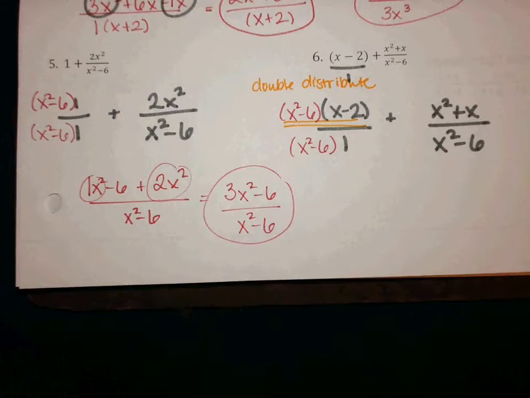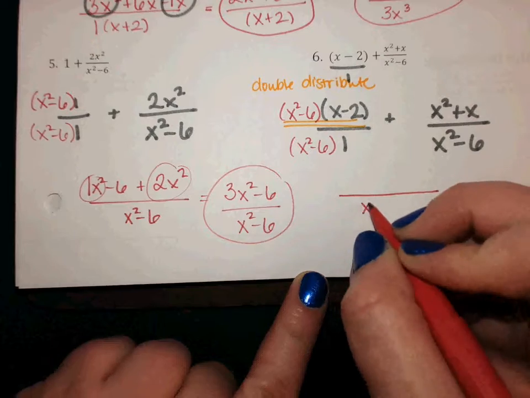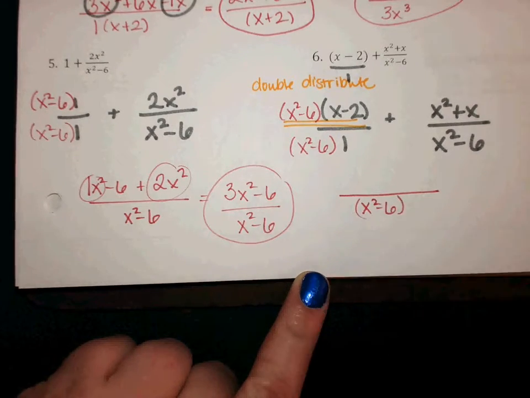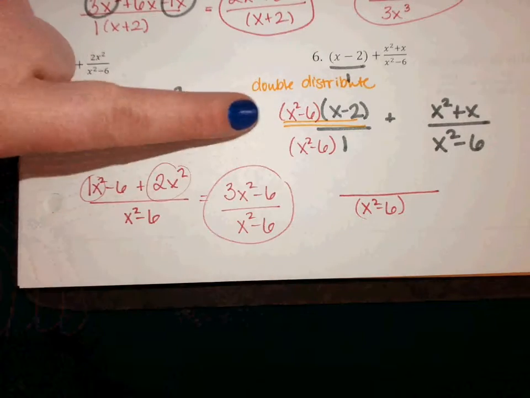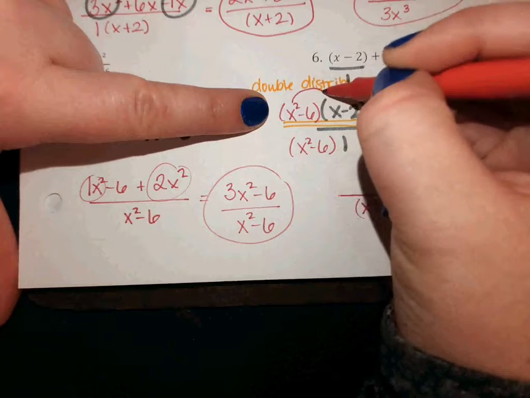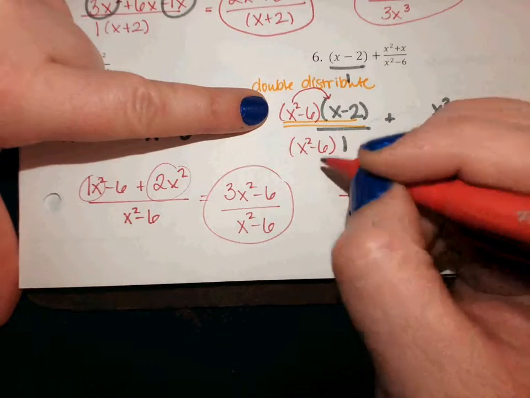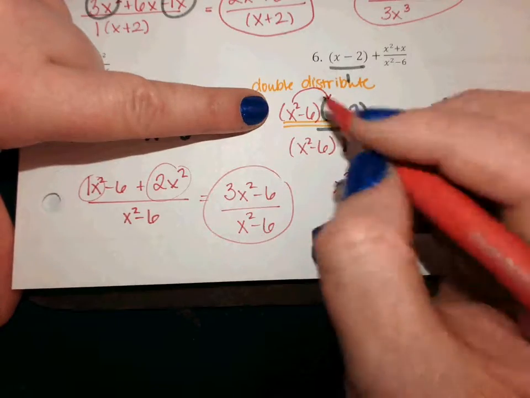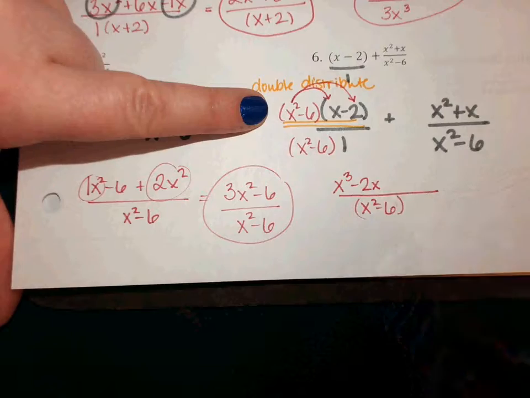Okay? And if you use FOIL, I know some of the teachers teach it like that, that's fine. Doesn't matter. Okay? So, one big fraction, x squared minus 6 across the bottom. You can put the 1 or not put the 1, your choice. Okay, but then up here, we're going to have to double distribute. So it'll be x squared times x, what's that? X cubed. Then I have x squared times minus 2, so that's a minus 2x.